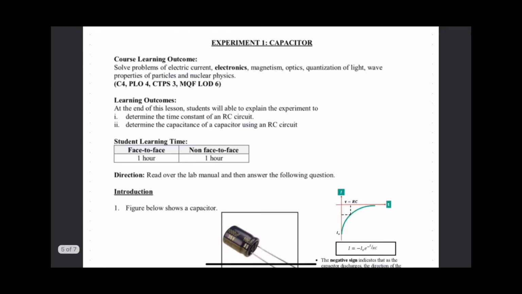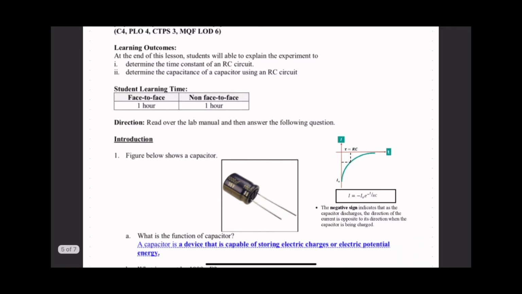Okay, so now is experiment 1 capacitor, your pre-lab report. Pre-lab. Okay, so same with the learning outcome. At the end of this lesson, students should be able to explain the experiment to determine the time constant of RC circuit, which is tau, and then determine the capacitance of the capacitor by using RC circuit. So you determine C1 and C2.